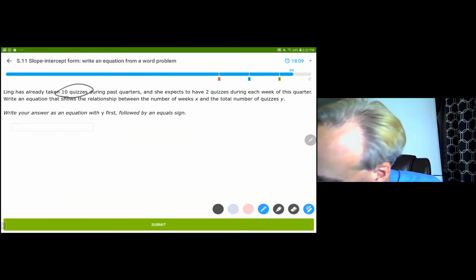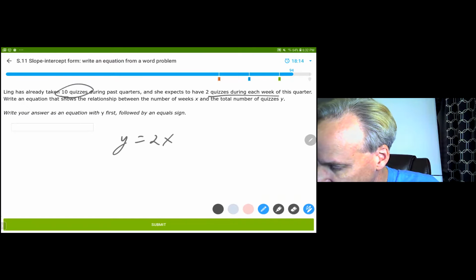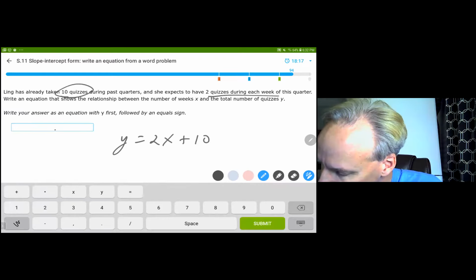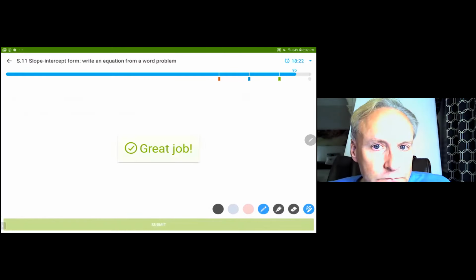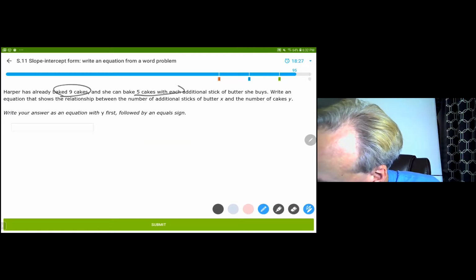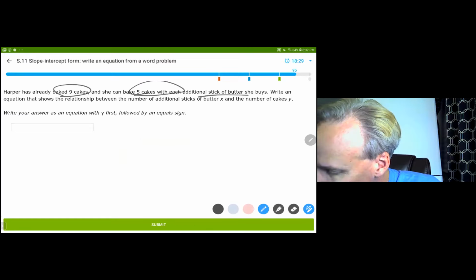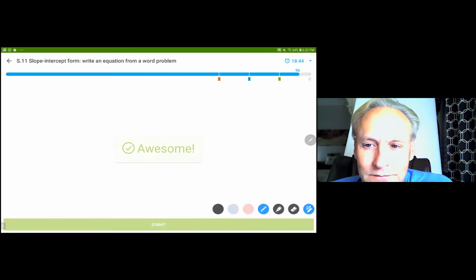It's already taken 10 and can do 2 each week. So it's y equals 2x plus 10. Already has 9, 5 with each additional stick of butter. That's going to be my rate. So it's y equals 5x plus 9. Looks good. And we're finally getting there.